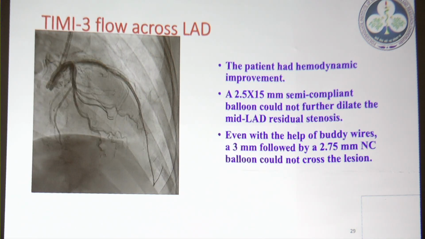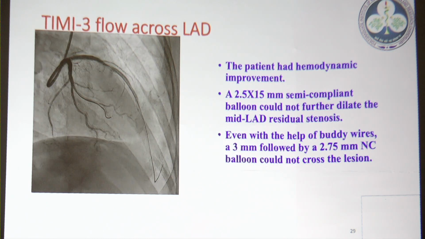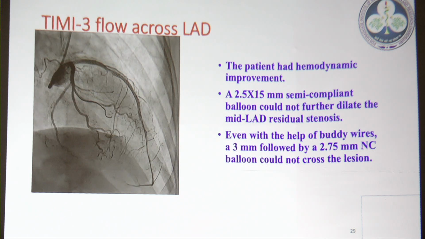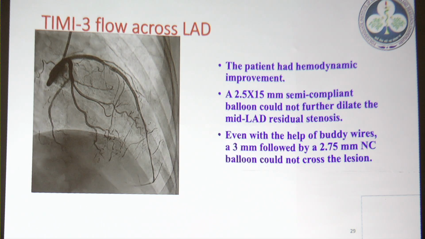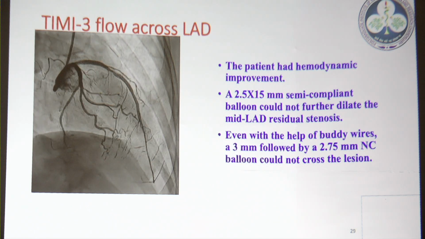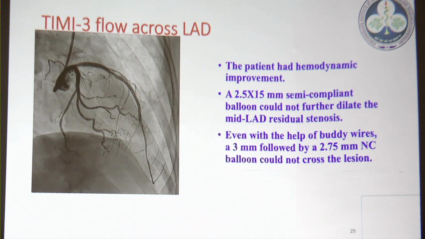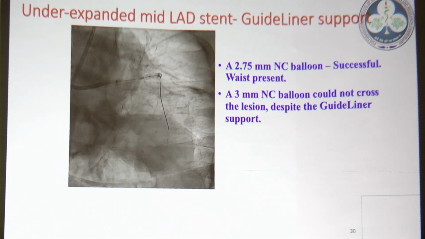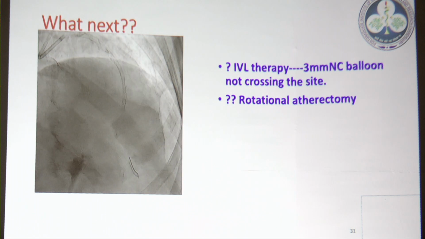So this is the flow across the LAD. You can appreciate over here the overlap stent at this particular point, which is very much under expanded. There is a hemodynamic improvement at this point of time, and then none of the balloons was crossing across, 2.5 x 15. Buddy wire was used. None of the balloons could cross it. With the Guideliner, we could cross another balloon, 2.75, but then a further balloon, 3 millimeter, couldn't cross. And this is what, after having the balloon dilatation at this particular point.